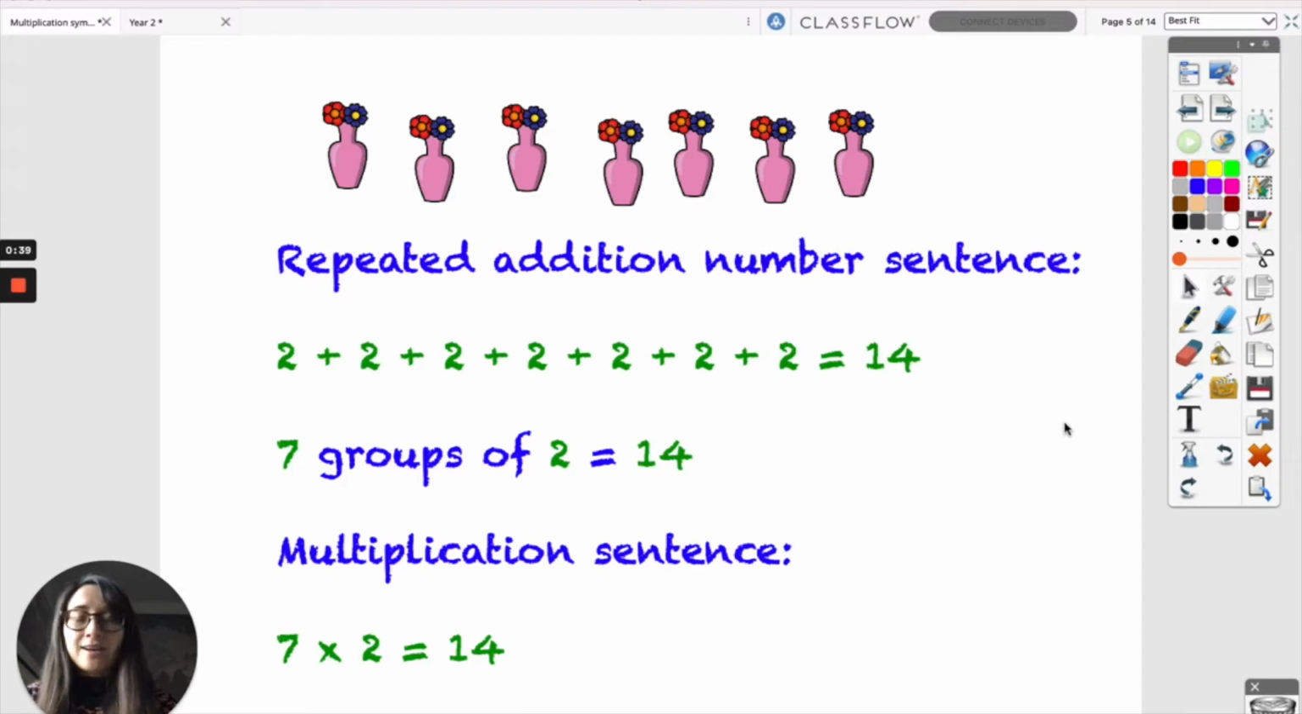So for this picture of the flowers, the repeated addition number sentence is 2 plus 2 plus 2 plus 2 plus 2 plus 2 plus 2 equals 14. There are 7 groups of 2, and that equals 14. And the multiplication sentence is 7 groups of 2 equals 14. We can also say 7 times 2 equals 14.